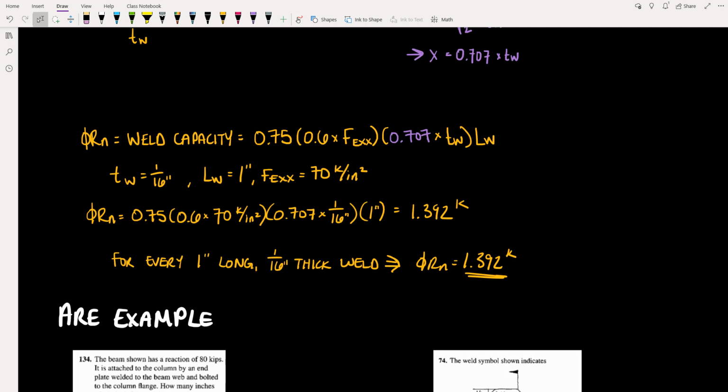If we have a 2 inch long weld that is 1/16 inch thick, we would simply multiply this number by 2. Or, if it were 1 inch long and 1/8 inch thick, again we would multiply this number by 2. So this number becomes very useful, because we can take it and apply it to many different scenarios. Rather than writing out this equation every single time, we can simply remember 1.392 per 1/16 inch of thickness per 1 inch of length.